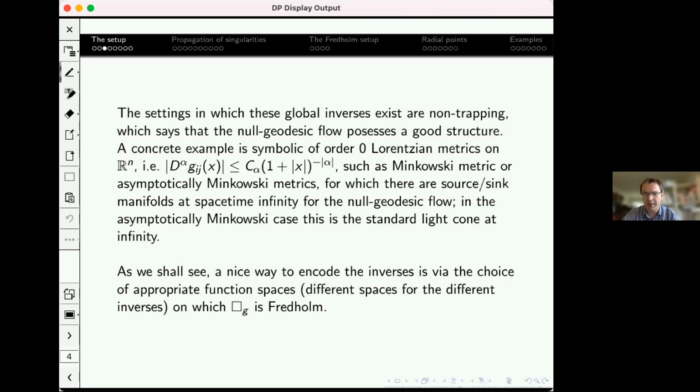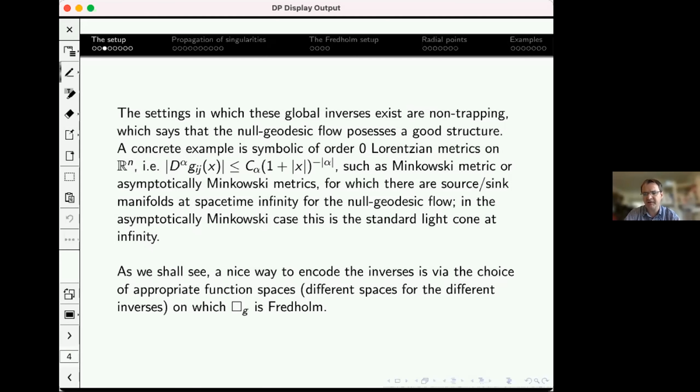So anyway, the settings in which I talk about these inverses are non-trapping, which basically says that the null geodesic flow, so you're looking at a Lorentzian metric, you have light-like or null geodesics, should have a good global structure. Of course, locally nothing can happen; it just looks like Minkowski space, but globally it can be quite interesting. And so a concrete example is a symbolic order 0 Lorentzian metric.